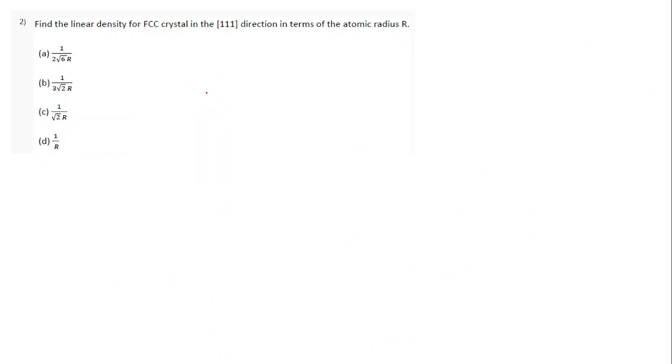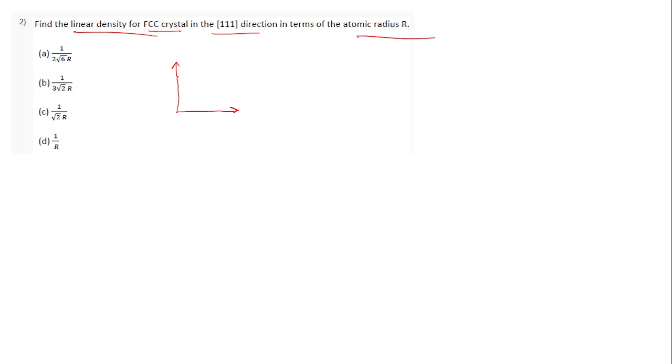Okay, so the next question is, find the linear density. Again, it's a question where we have to find the linear density for the FCC crystal in the 111 direction in terms of atomic radius r. Earlier we found it in the direction of 100. Now we have to find it in the direction of 111. So again, what is the 111 direction?